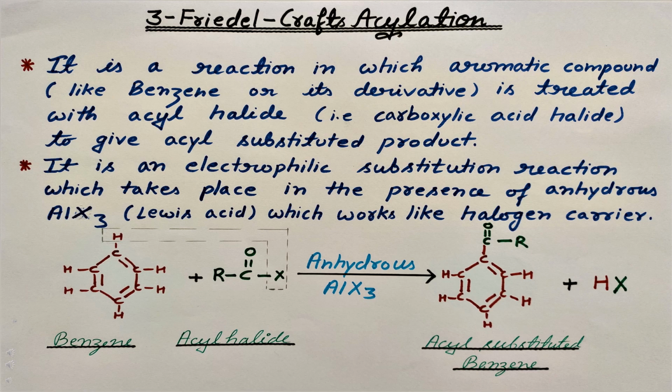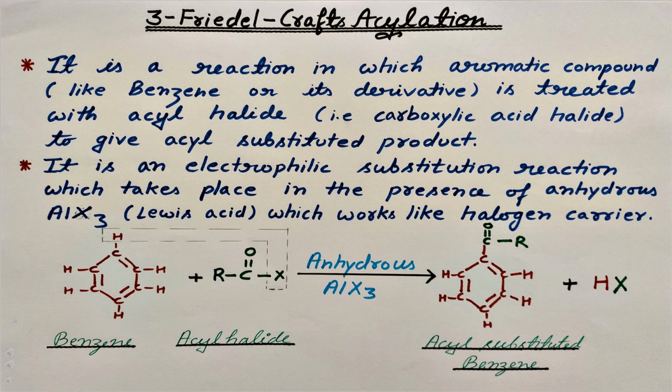Our third reaction is Friedel-Crafts Acylation. It is a reaction in which aromatic compound like benzene or its derivative is treated with acyl halide, that is carboxylic acid halide, to give acyl substituted product. It is an electrophilic substitution reaction which takes place in the presence of anhydrous aluminium halide, which is the Lewis acid, and it works like halogen carrier in this reaction.